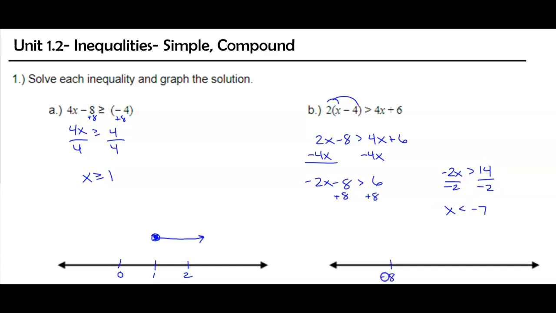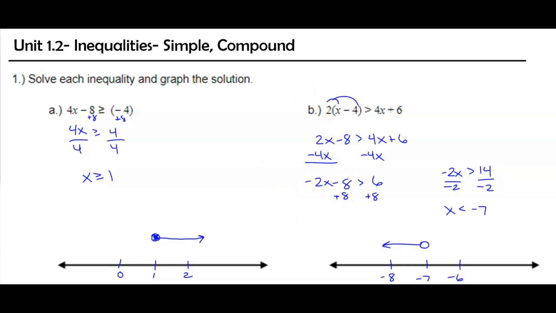So when I put my numbers on my number line, I've got negative 8, negative 7, and negative 6. I just have a less than sign, so it's not less than or equal to, just less than. So open dot over the 7, and then drawing an arrow left indicating all those values that are less than negative 7.